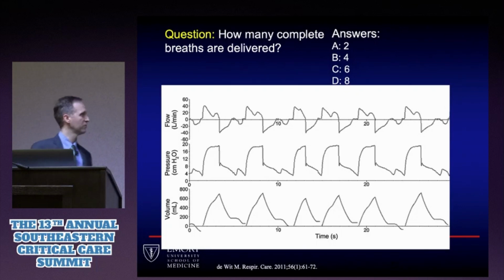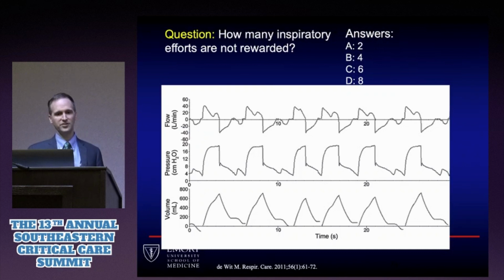I'm going to skip this one just for time. I think we're kind of tight. But just count the breaths on the bottom. 1, 2, 3, 4, 5, 6. There's 6 breaths. All right. So the next question, though, is how many efforts are there that are not rewarded? So how many missed triggers are there seen on this screen? Take some time and look at that and see if you can find them.